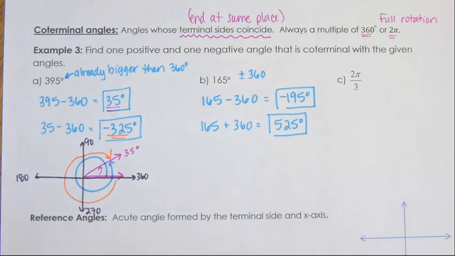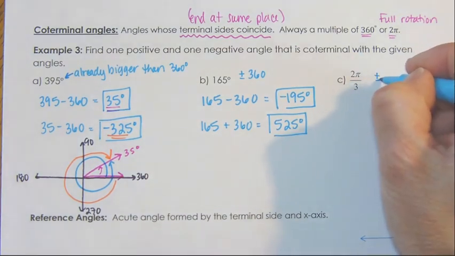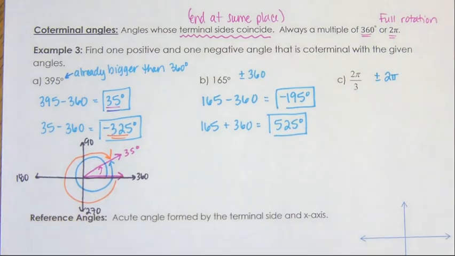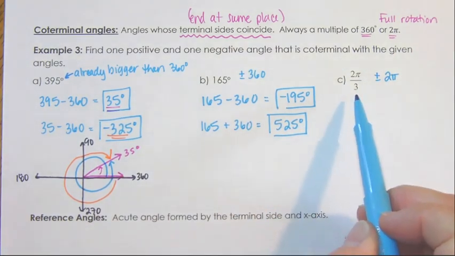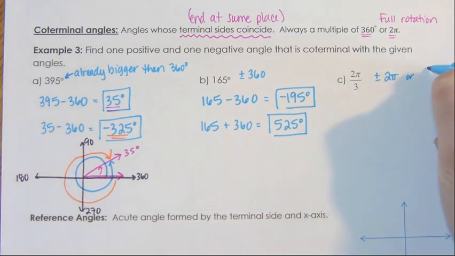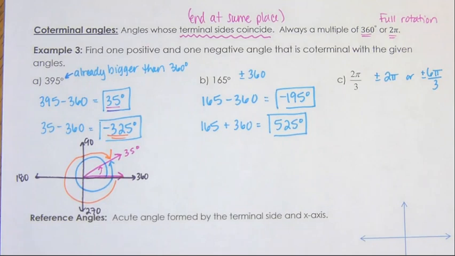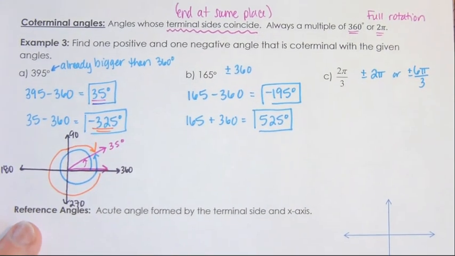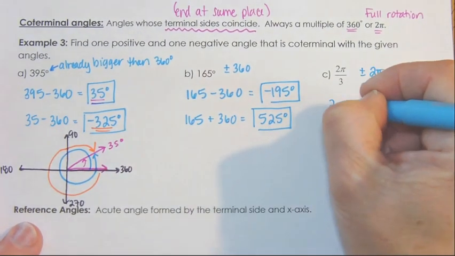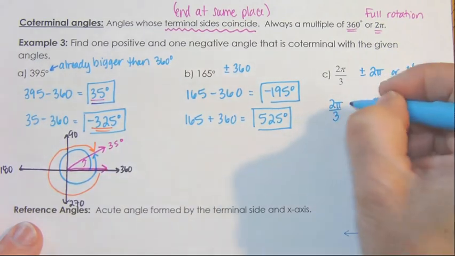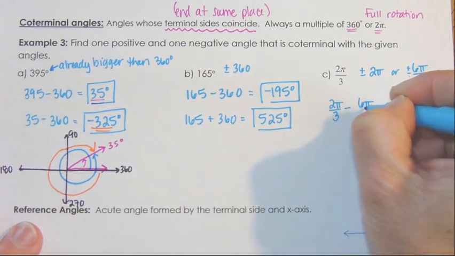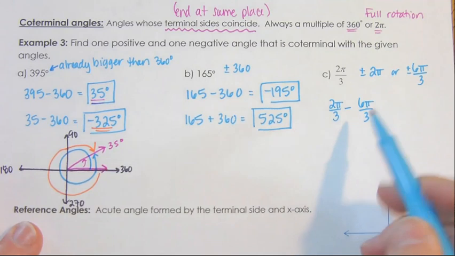All right, now I'm going to give you a radian measure. Since this is a radian, this time we're going to add or subtract a full circle, but in radians, 2 pi. Notice that's over 3, so let's go ahead and just convert that to 6 pi over 3. So we'll do plus or minus 6 pi over 3. So I'll start with 2 pi over 3 minus 6 pi over 3. Again, that's just a full circle.